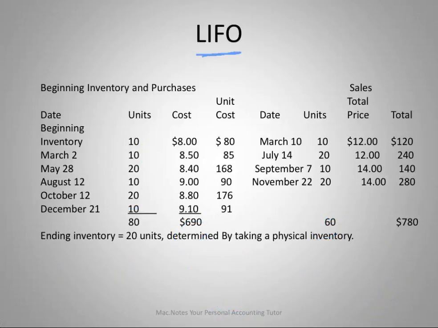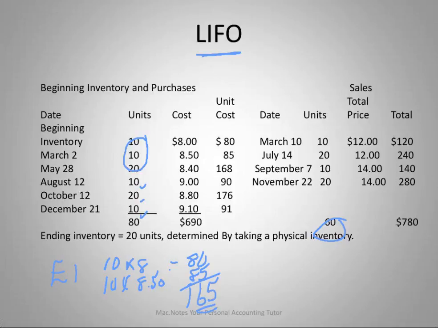If I'm under LIFO, I'm assuming last in were the first sold. So of the 60 sold, this 10, this 20, this 10, this 20, and what remains as ending inventory are these two. So therefore, I would say the value of my ending inventory is 10 times 8, or 10 times 850, which means 80 and 85. I would say the value of my inventory is not 179 as it is under FIFO, it's 165. And therefore, the cost of goods sold, 690 minus my ending inventory of 165, I would say that my cost of goods sold is 525. So you see, I have a higher cost of goods sold under LIFO than I have under FIFO. So I'm going to show a lower profit under LIFO than FIFO.